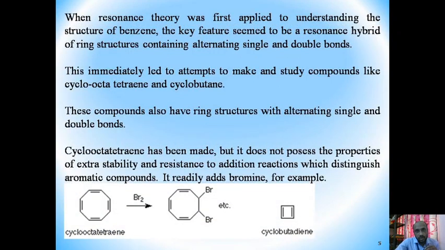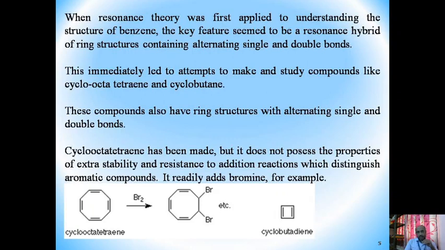When resonance theory was first applied to understanding the structure of benzene, the key feature seemed to be a resonance hybrid of a ring structure containing alternating single and double bonds. This immediately led to attempts to make and study compounds like cyclooctatetraene and cyclobutadiene. These compounds also have a ring structure with alternating single and double bonds.